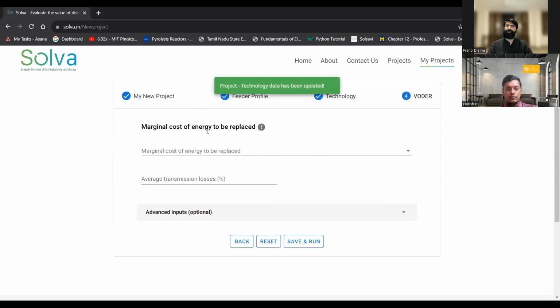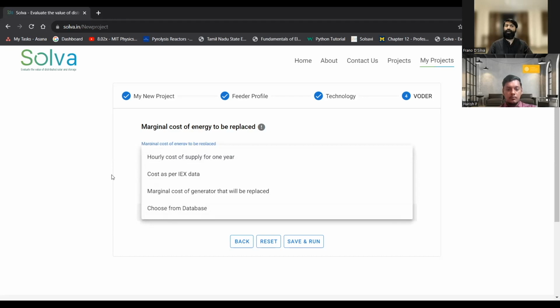Here we have to determine what is the marginal cost of energy to be replaced. In the presentation, as we told, we have considered that the marginal cost that could be replaced is from a thermal power plant, that is the coal power plant that is being replaced in this case. How to input these values? Well, we have three options to input these values.